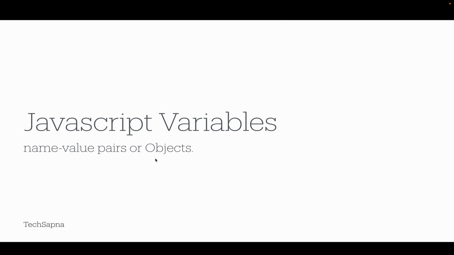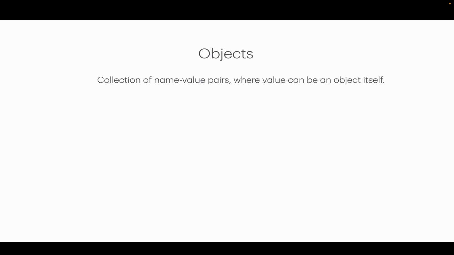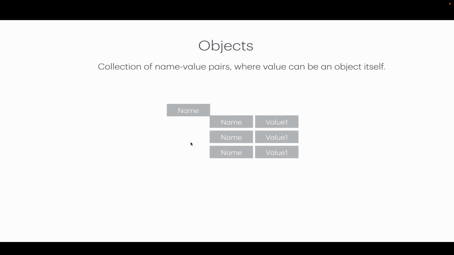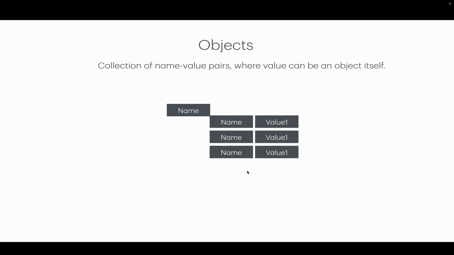Moving on to the next word that I have mentioned here, objects. In JavaScript, objects are nothing but a collection of these name value pairs. If you see, this is the name, and as a value we are again having a collection of name value pairs. This is nothing but an object, and again it can have value as an object again.